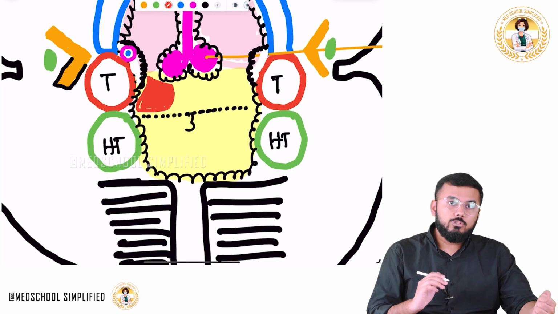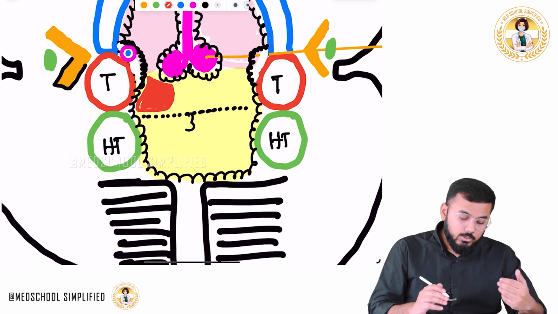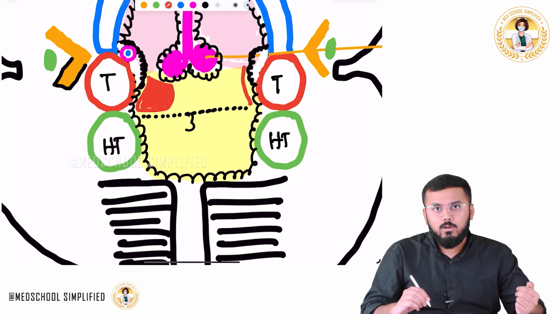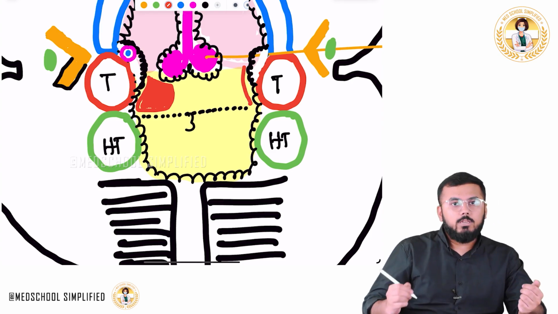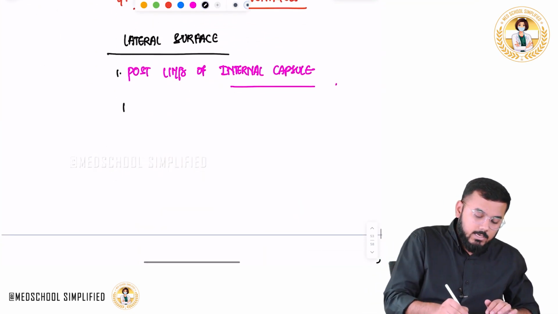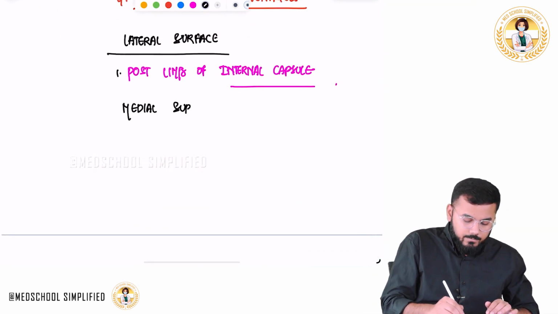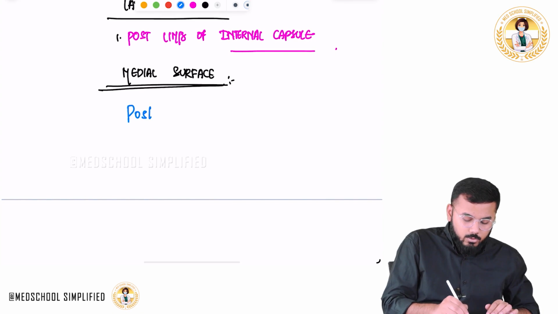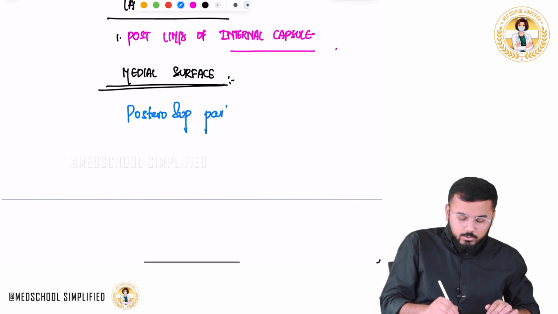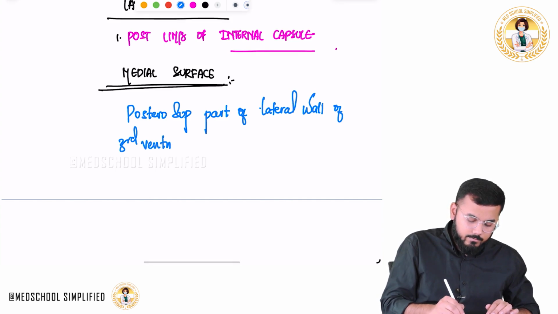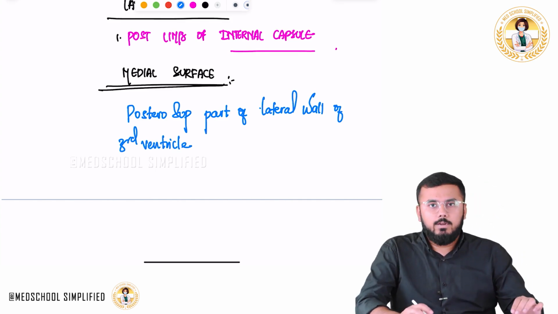Now, within the third ventricle also, you have got lateral walls, medial walls, right? So, if you see in this picture, you see this entire border is called a lateral wall. So, which is the medial surface here? The medial surface is nothing but the posterior superior part of the lateral wall of third ventricle.